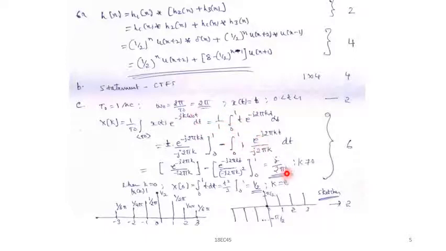Simplify this equation, you will get the answer as j by 2 pi k. K is not equal to 0. When k is equal to 0, you will get the answer as 1 by 2. So just write down the plot, that is magnitude spectrum and phase spectrum.